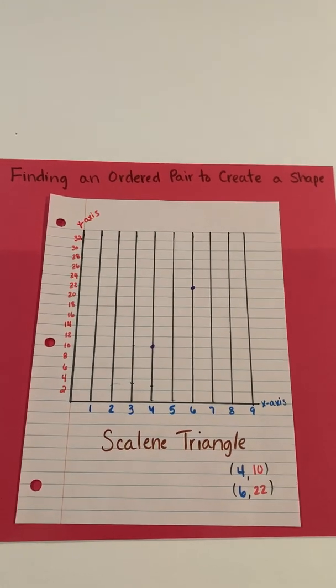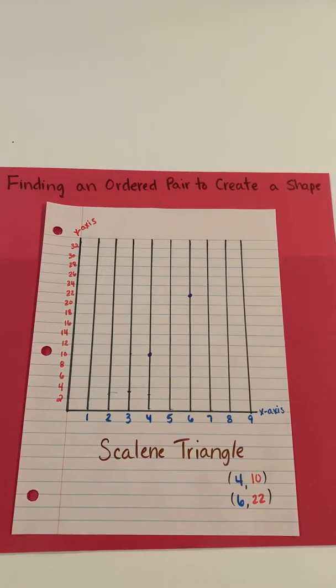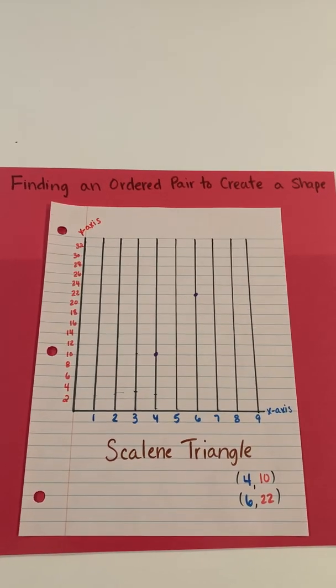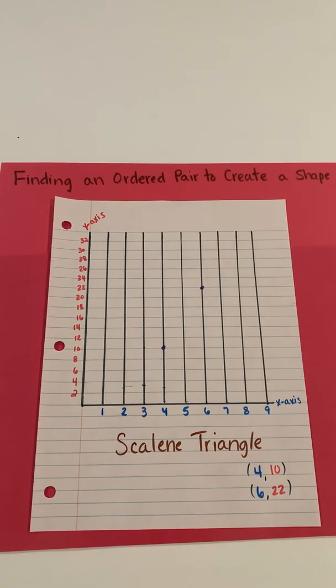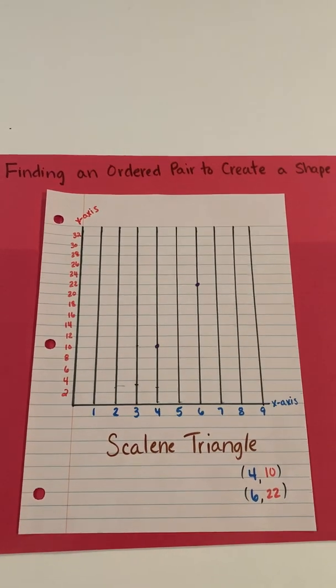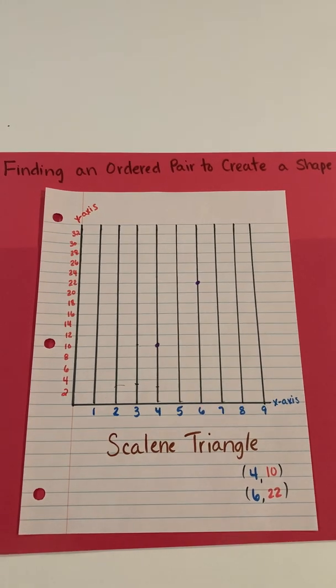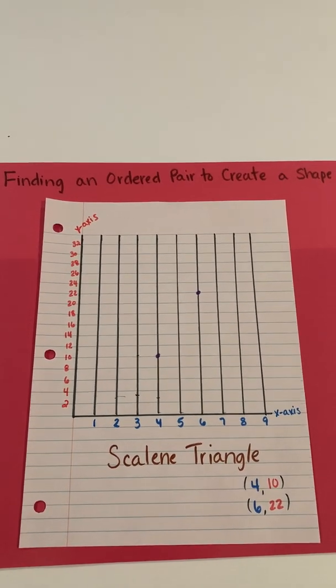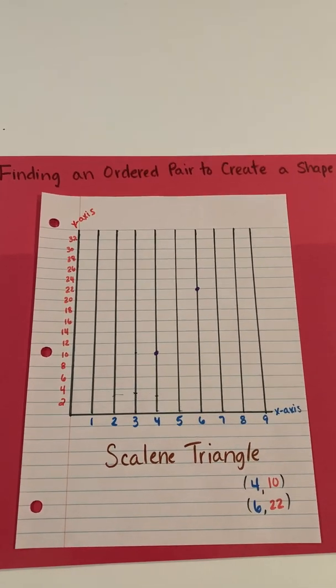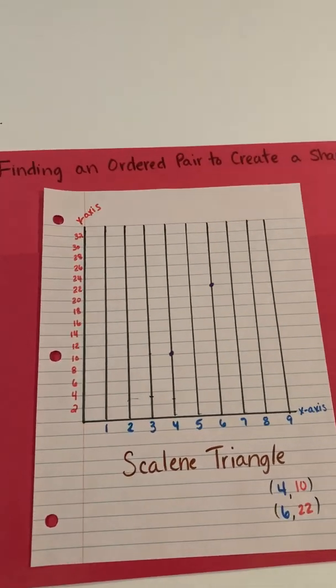This video will focus on finding an ordered pair to create a shape. So you've been working on graphing ordered pairs, and this time we are going to take that information that you have learned and think about the shapes you've learned about earlier in the year, and put those together. We're going to have to be able to create shapes from some ordered pairs given.